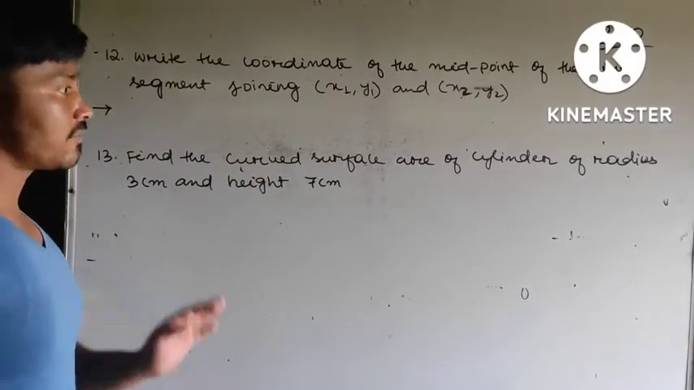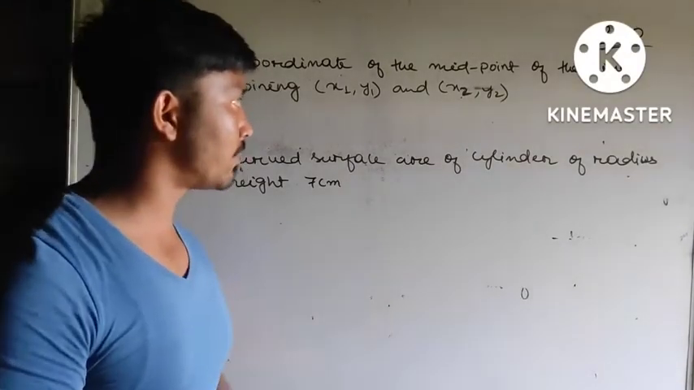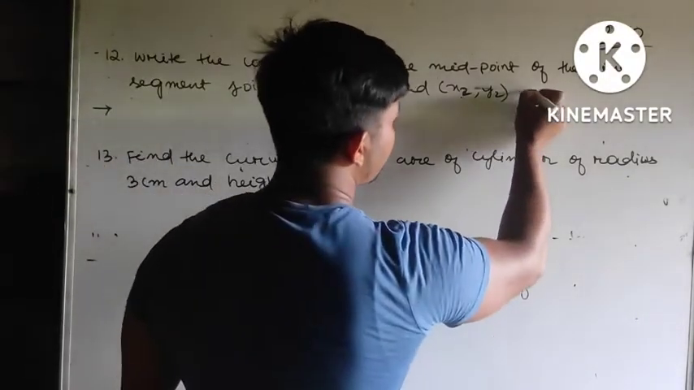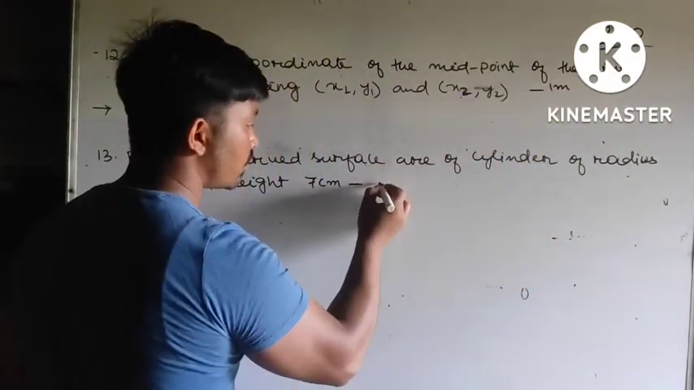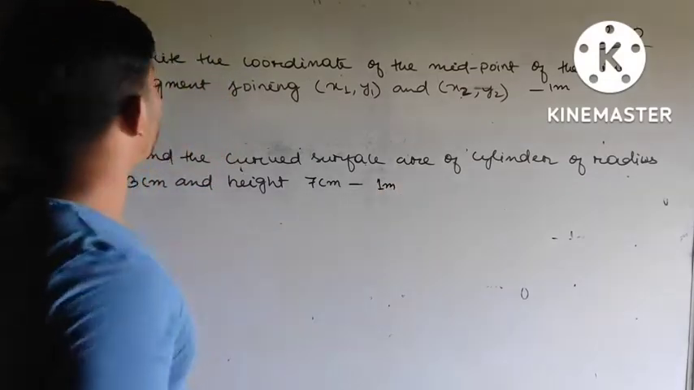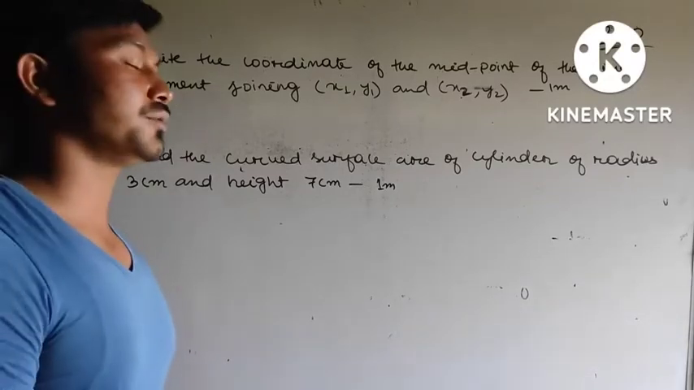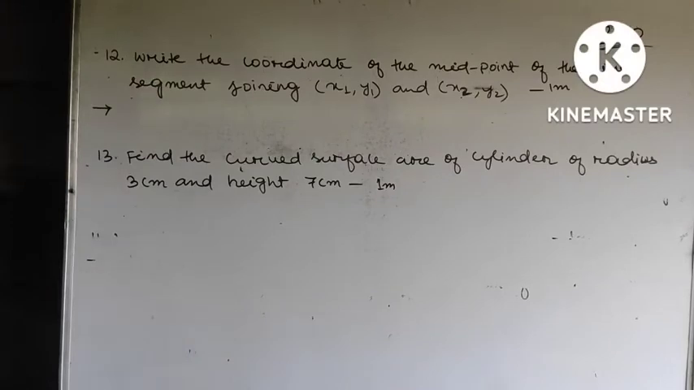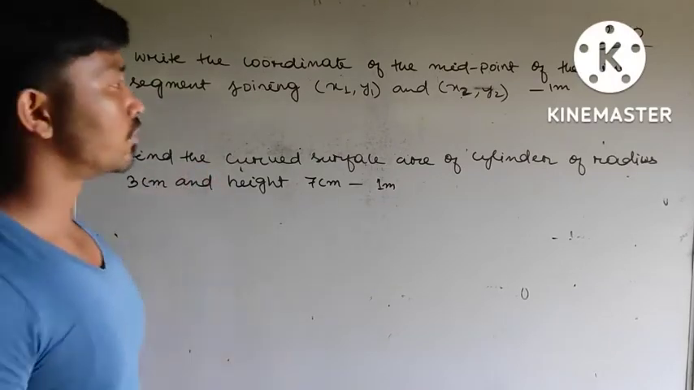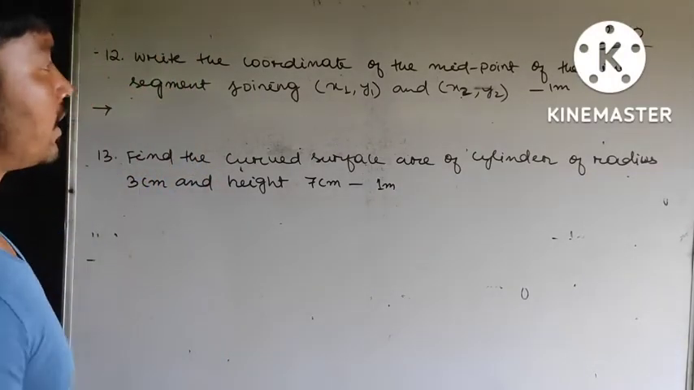Okay guys, we are left with 2 questions for 1 mark. This is also 1 mark and this is also 1 mark question. So the question is, write the coordinate of the midpoint of the line segment joining x1, y1 and x2, y2. It is from chapter 11, coordinate geometry. So this is also a formula. We have to write the midpoint formula.